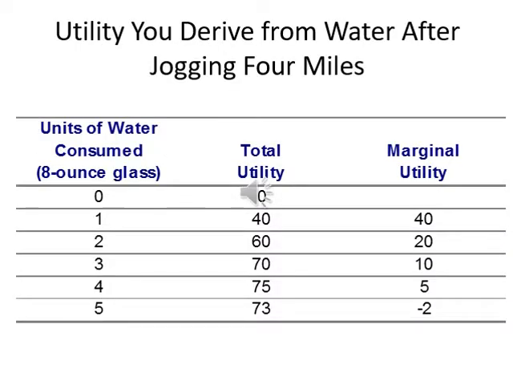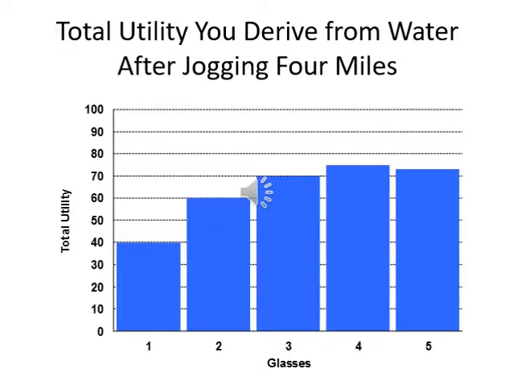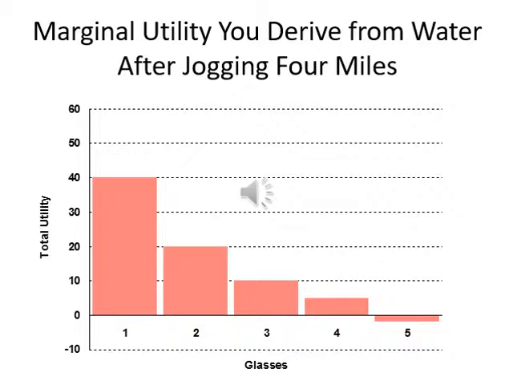From the table, we can derive marginal utility from the total utility. This slide shows total utility you derive from water after jogging 4 miles. This graph shows marginal utility you derive from water after jogging 4 miles.